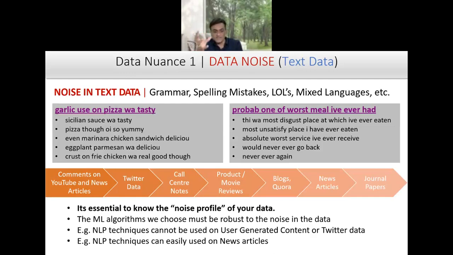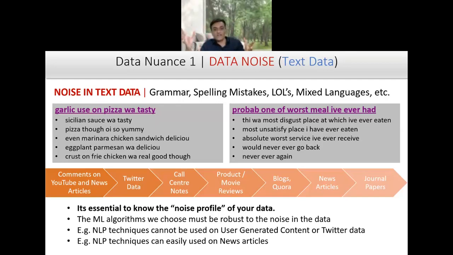Let us see. Read the first line. Grammar, spelling mistakes, LOLs, mixed language. Most of the time we do generate lots of information. If you read a research paper, you will never find any grammatical mistake, any spelling mistake, any LOL, or any smiley, any mixed language, any English word in Hindi, something like that. You will never find all this.